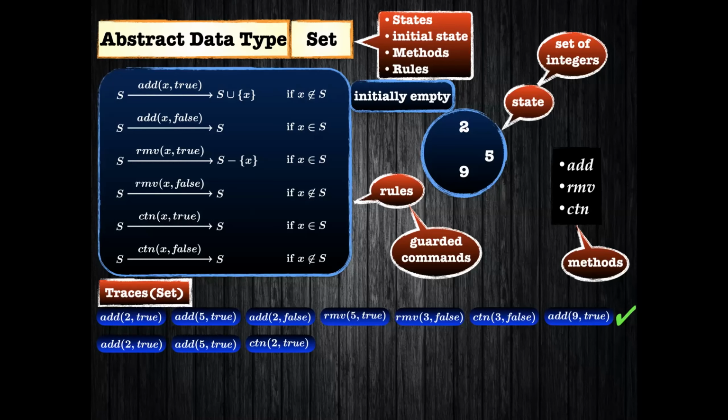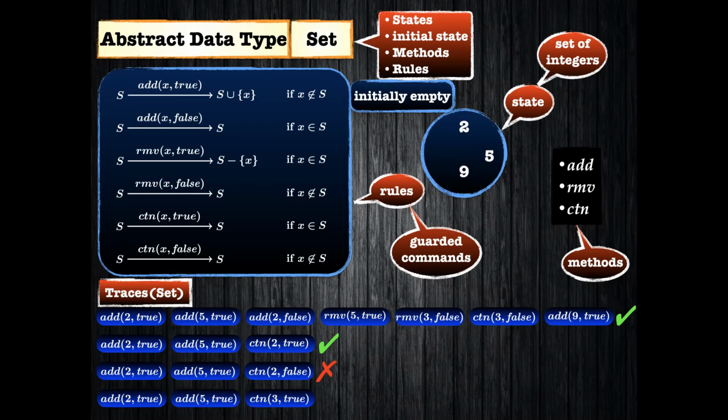So accordingly, this is also a trace of the abstract data type set, because I add 2 successfully, I add 5 successfully, and then I check successfully for the containment of 2 in the set, which is true. This one is not a member of the set, because you cannot generate such a trace. Here you have added 2 to the set, you have added 5, and then you check whether the 2 is not in the set. So this is false.